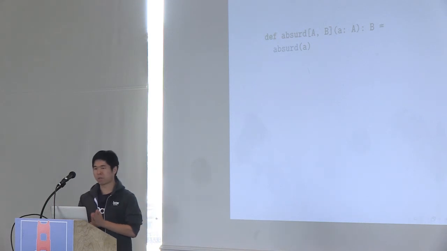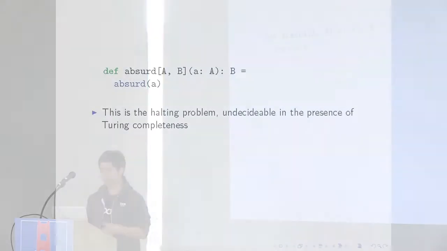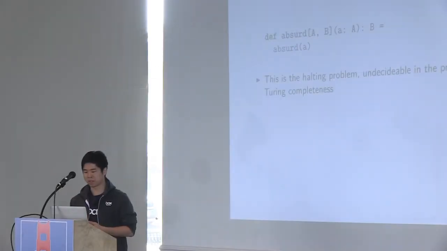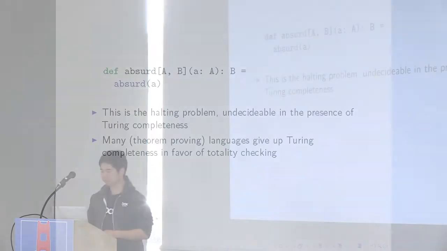This, unfortunately, the compiler can't really catch for us, because to catch this problem is essentially to solve the halting problem. And as we know, the halting problem is undecidable in the presence of Turing completeness. And Scala is a Turing complete language, so we're sort of stuck with not having complete totality checking.